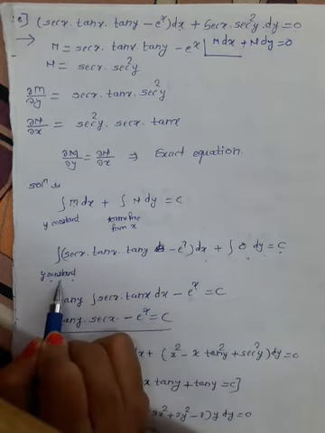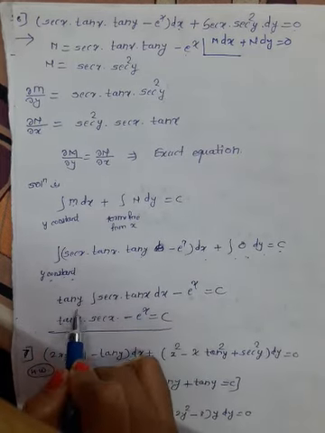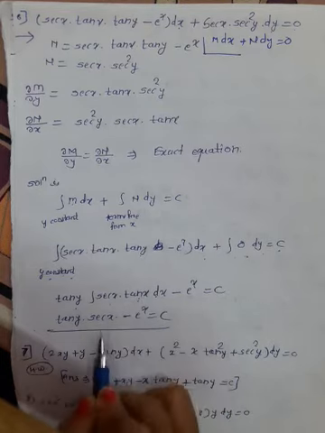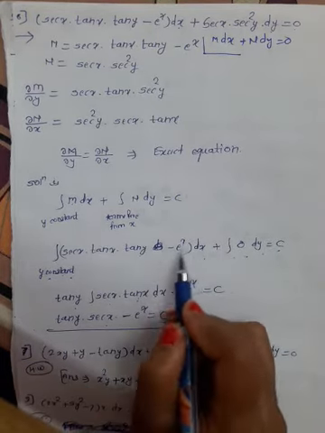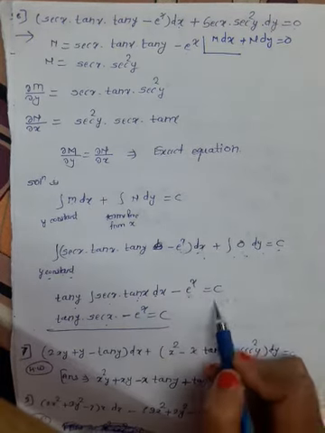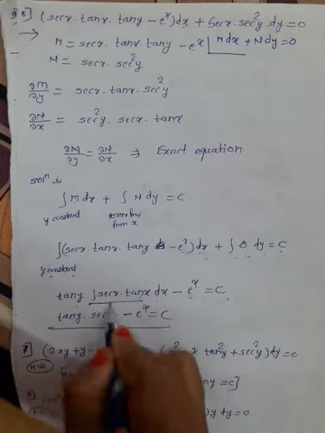Now y is constant, we have to solve this integration. Y is constant, take tan y outside, integration of sec x tan x dx, and we know integration of sec x tan x is sec x in next step. Now integration of e raised to x with respect to x is e raised to x. This is 0 is equal to c, and this integration is sec x.